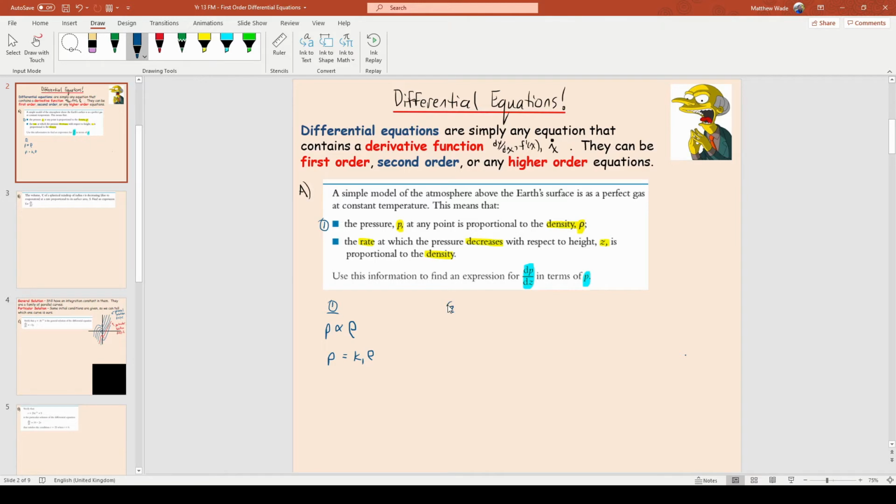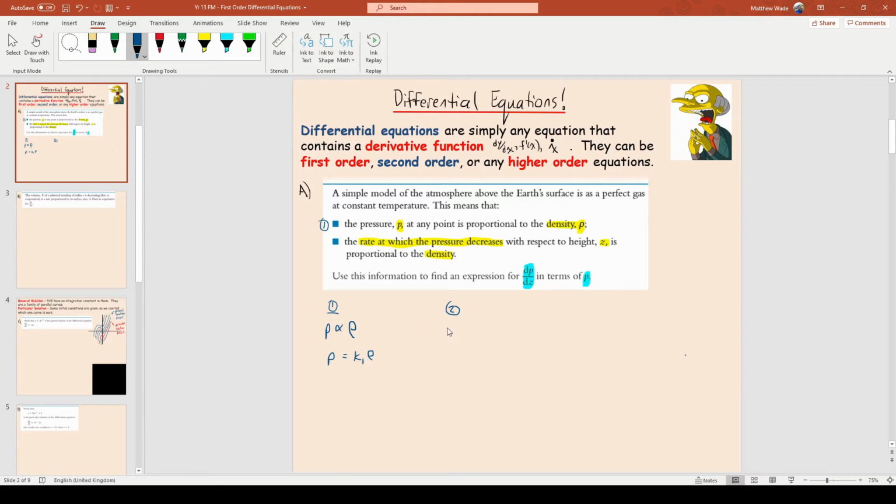Okay, equation 2. Now, here's where it gets calculus-y. It says the rate at which pressure decreases. What is the variable that matches up with the rate at which pressure decreases? Well, I'm just going to tell you, because I'm not sure if you will know. We're talking about pressure decreasing, so it's going to decrease with respect to height. The rate at which pressure decreases with respect to height.